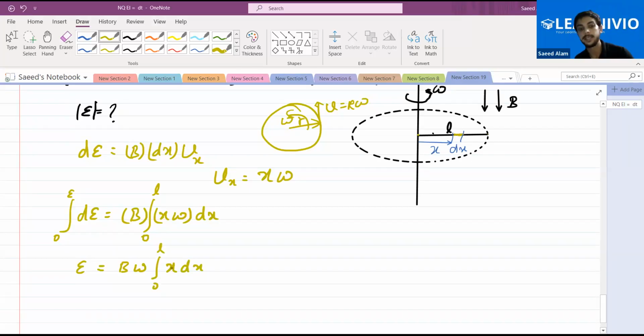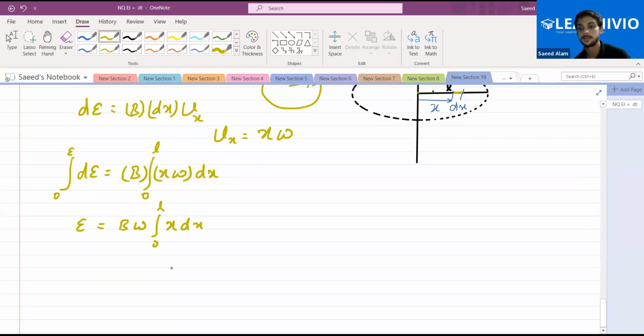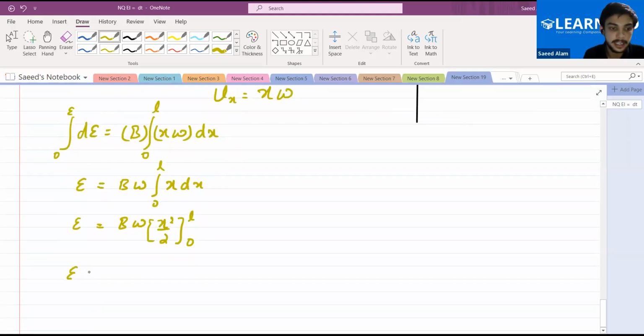Tell me, what is the integration of x dx? x square by 2. So that will be B into omega into x square by 2. And if I place the limit from 0 to L, that will be EMF E. The next thing we should write here is that EMF E equals B omega L square by 2.